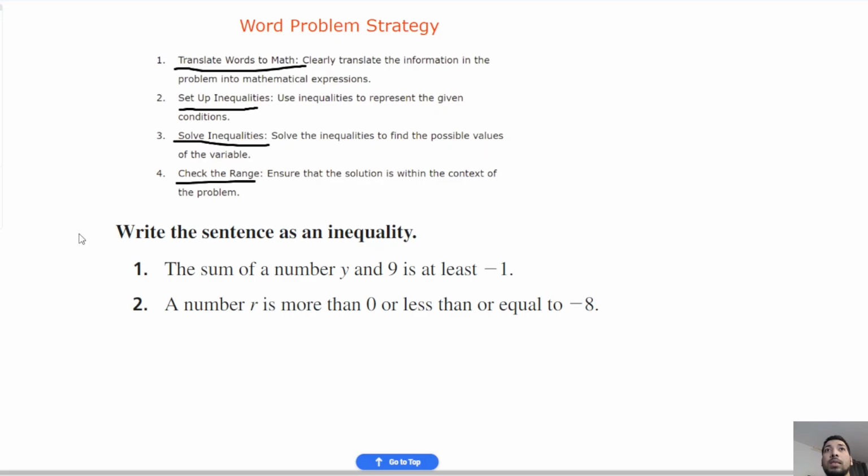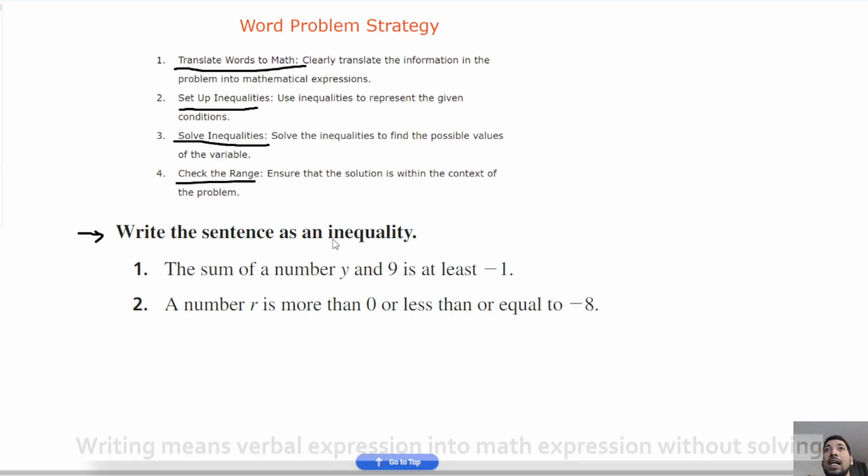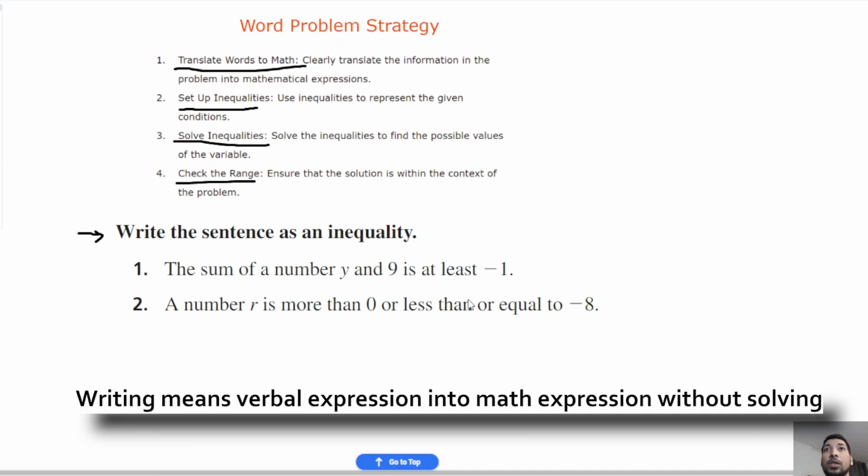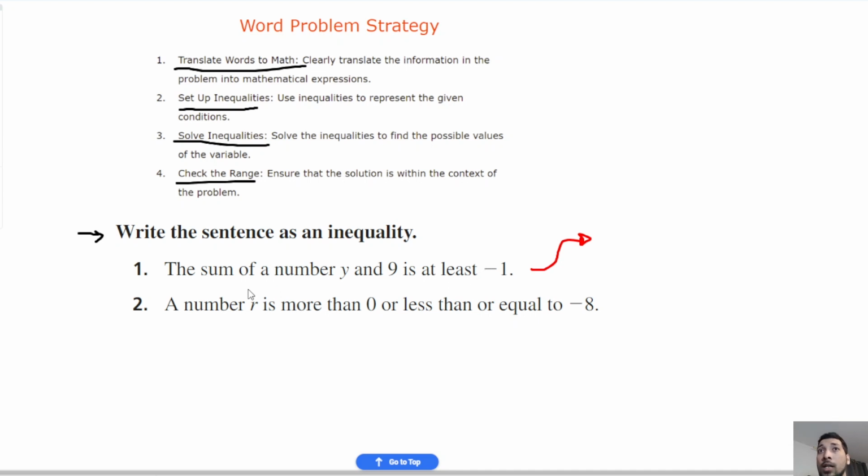Here the problem statement says write the sentence as an inequality. So you just need to write these expressions. We don't need to solve it. The first one is: the sum of a number y and 9 is at least -1. The sum represents the plus sign, and "at least" means greater than or equal to -1.